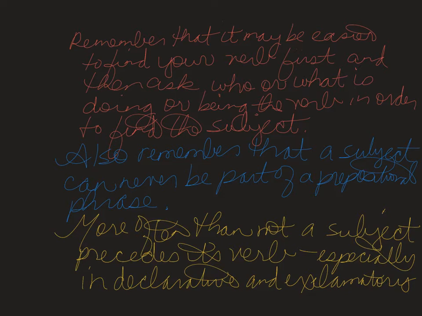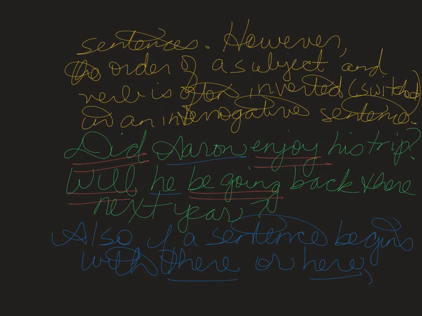All right, here's another thing to remember. More often than not, a subject precedes its verb, meaning in most sentences, in the majority of sentences, the subject of the sentence comes before the verb of the sentence. This is especially true in declarative sentences that simply make a statement and exclamatory sentences that show sudden or strong feeling. However, there are times when the order of your subject and verb is often inverted, meaning switched, meaning either all of your verb or at least a helping verb, part of your verb will come before your subject, okay? This is particularly true in interrogative sentences.